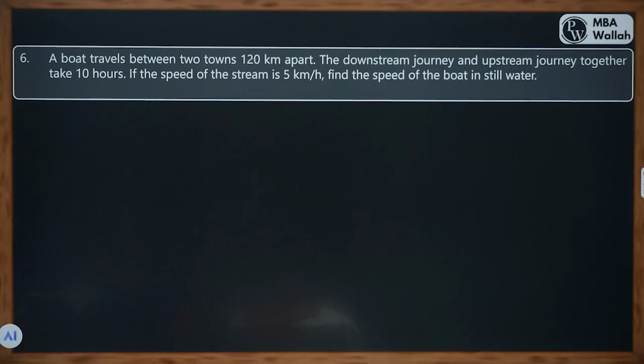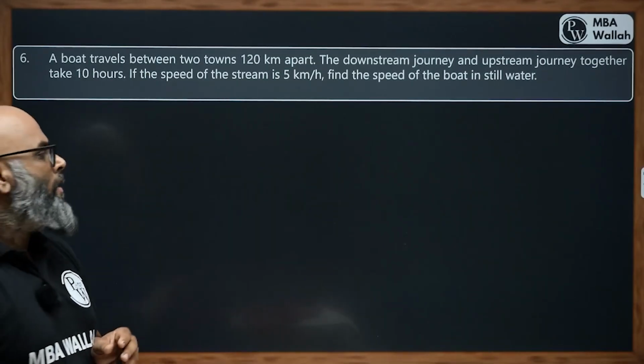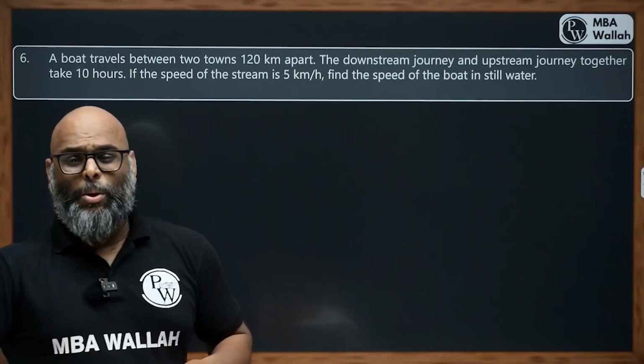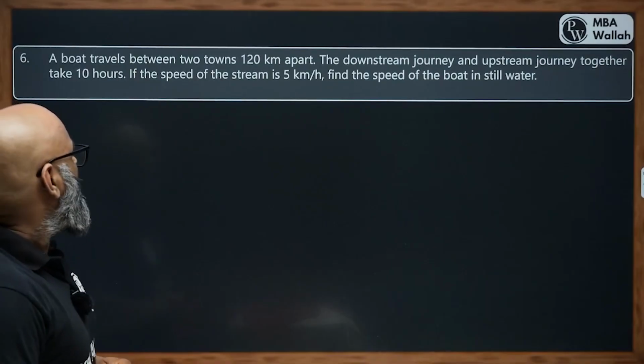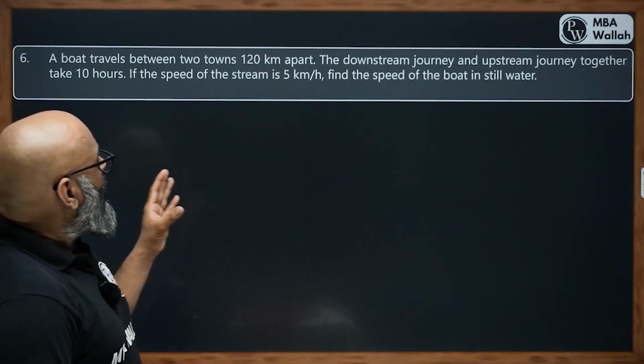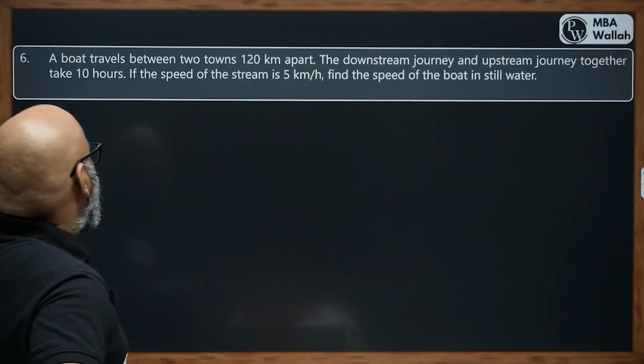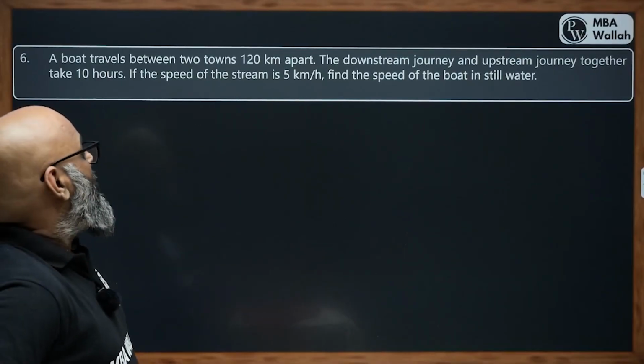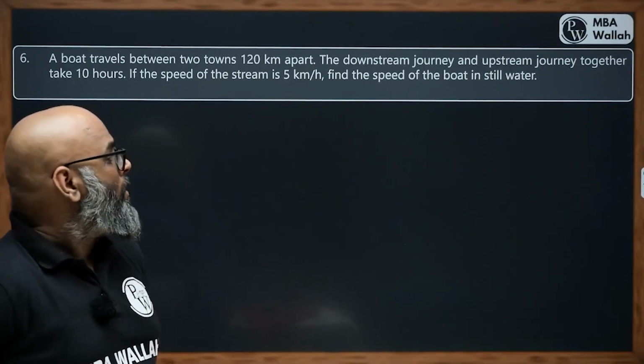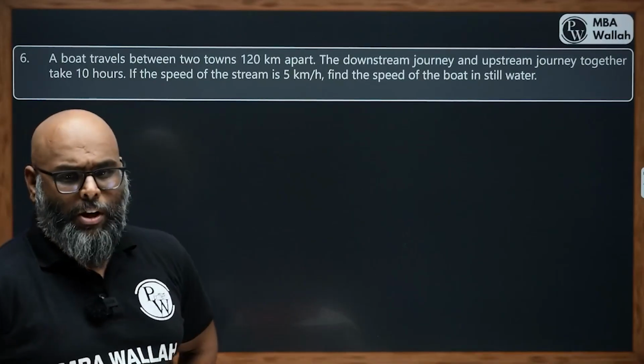So let's have a look at the question. The question says a boat travels between two towns 120 kilometers apart. The downstream journey and the upstream journey together take 10 hours. The speed of the stream is 5 kilometers per hour. Find the speed of the boat in still water.